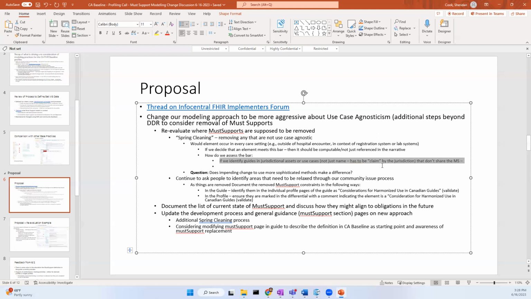Because, for instance, Elliot, you're on the call, you probably are looking at many use cases that involve the exchange of information with devices, or even more sophisticated exchange around images. Just because it isn't something that we're seeing in a jurisdictional asset or a jurisdictional profile today, I don't know if that means it's use case agnostic. Yeah. How do others think about that?